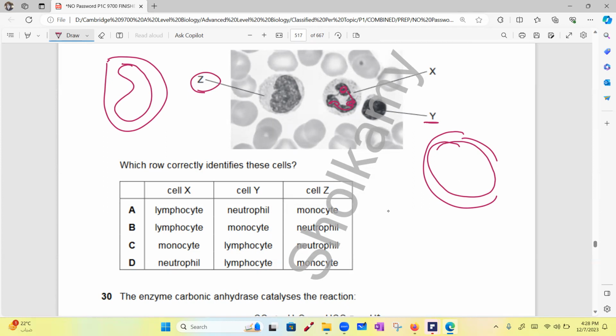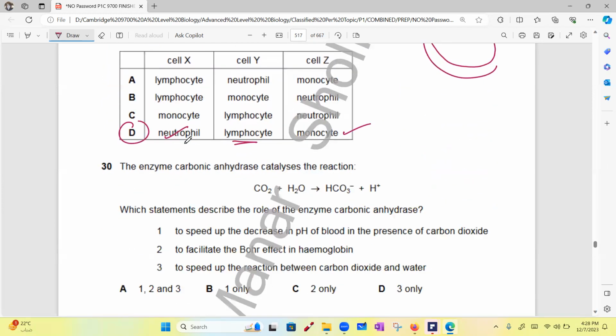What is cell X? It's a neutrophil. Yeah, actually that's the only answer, neutrophil. Okay, cell Y, lymphocyte, correct. Cell Z is the monocyte. So the only obvious answer is D.